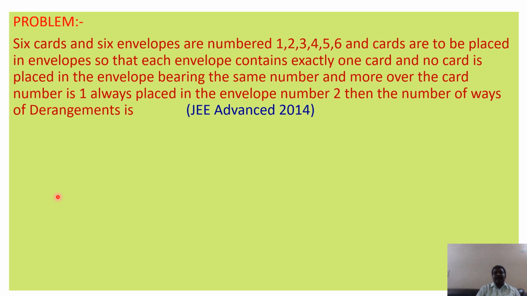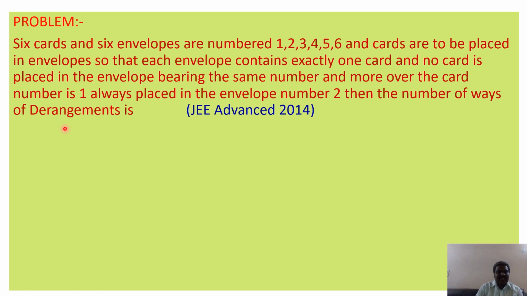This is the question given in JEE Advanced 2014. Already we discussed 90% of the concept previously, and one more extra thing is added here. What is the thing here? The number 1 is always placed in envelope 2. This is also a wrong envelope concept, but it is given clearly. Number 1 goes to envelope 2. This is also a wrong arrangement; 1 going to 1 is the correct arrangement. Even though this is a wrong arrangement, it is given to you: letter 1 should go to envelope 2. That is why a little modification is there in my conditions.